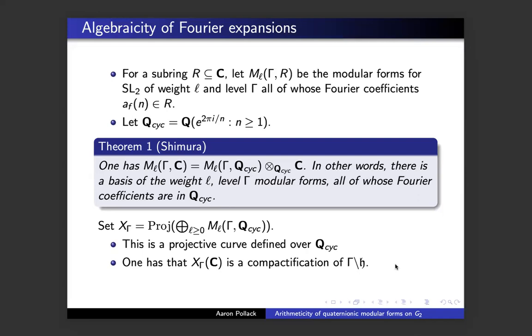I'm just stating this result for SL2, but one could say analogous results if I replace SL2 by any group that has a Shimura variety, and then talk about the holomorphic modular forms. So what I want to do, and the point of this talk, is to give an analog of this theorem 1 where SL2 is replaced by G2.